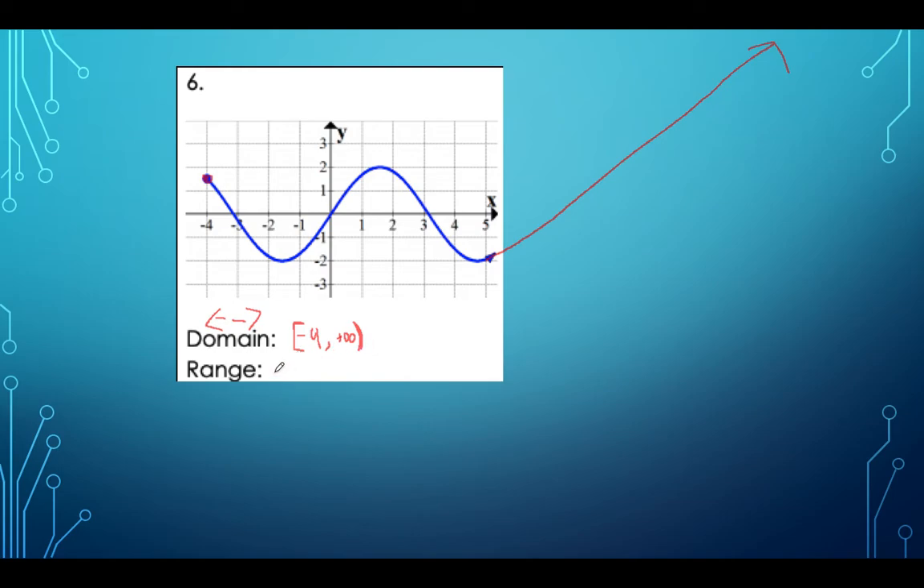Let's think about the range. Well, the smallest this graph gets is at -2. Okay? So at -2, and it can't equal it because there's not a closed dot. So the smallest it gets is -2. And if this goes on and on and on and on, well, if this keeps going like this, then the highest it'll get would be positive infinity.